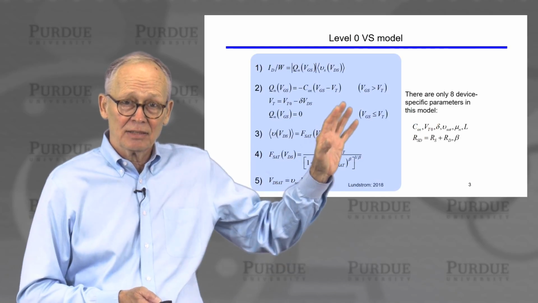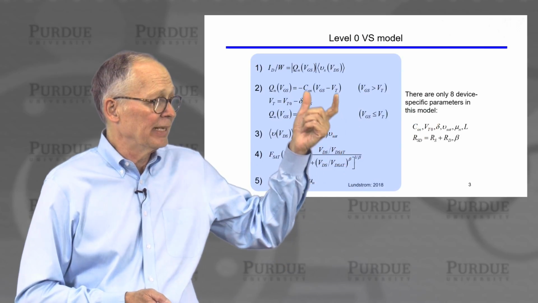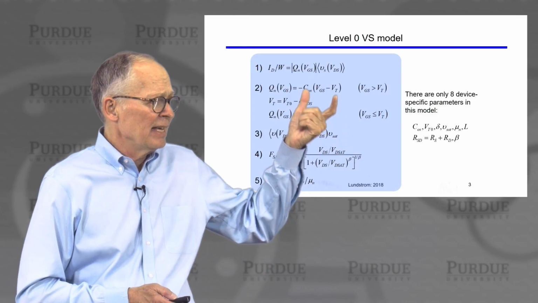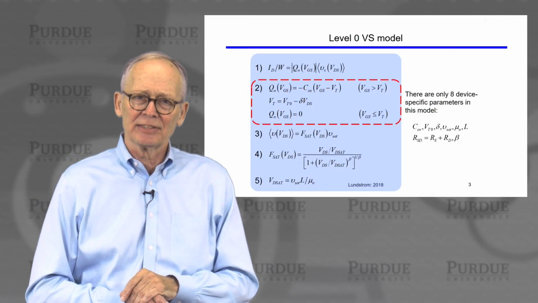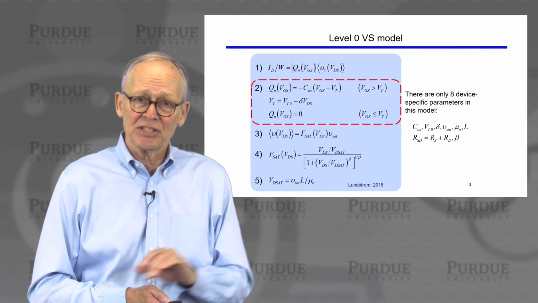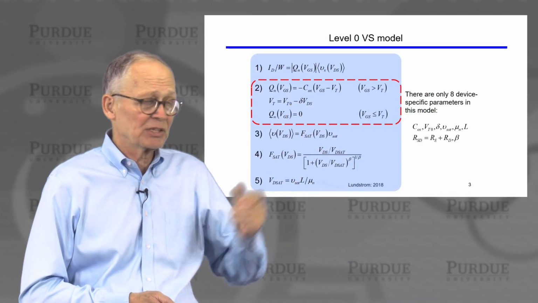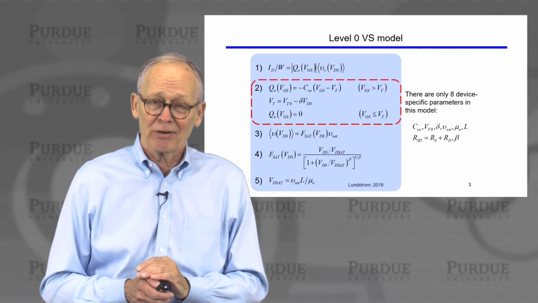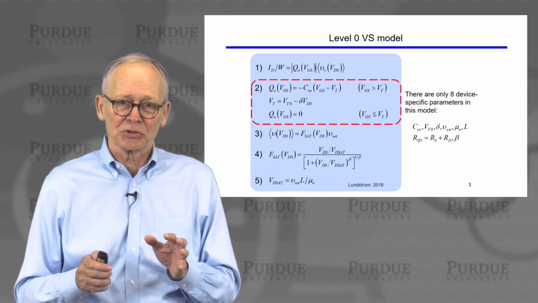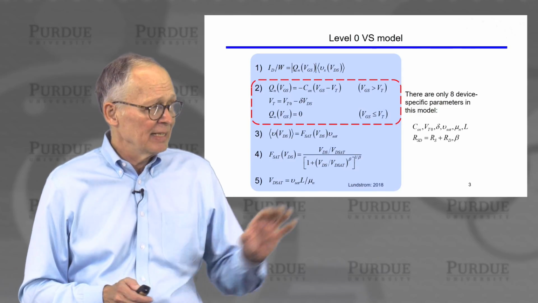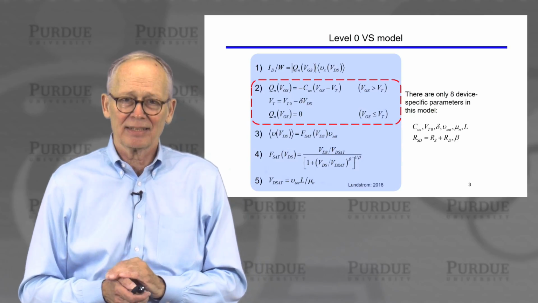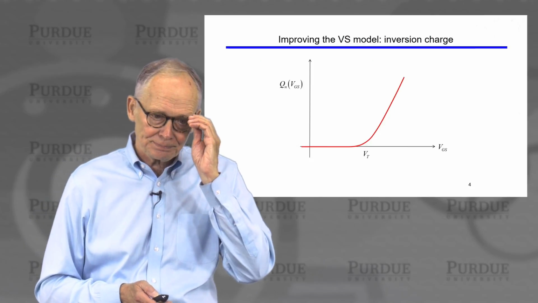Okay. The model is summarized here. It begins by describing current as proportional to charge times velocity, and then we describe the charge in this very simple way. Above threshold, it's minus Cox times Vg minus Vt. Below threshold, it's 0. We now have a much deeper understanding of mobile charge versus gate voltage, and we can use that understanding to improve this model and really make it a very significant improvement.